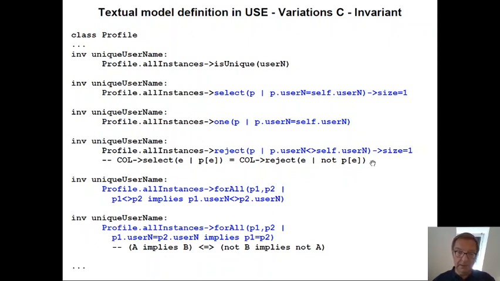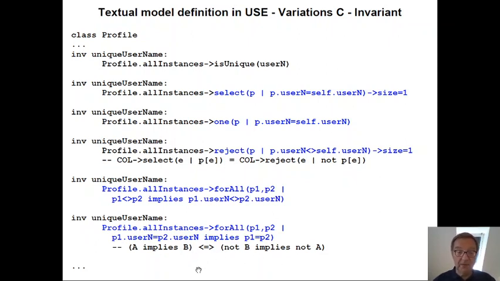A general property between select and reject was formulated over here. A general property for the implies is stated over here. You should be aware of this from theoretical and practical computer science. When you have an implication, then this implication A implies B is equivalent to not B implies not A. You can always formulate an implication equivalently in this form.